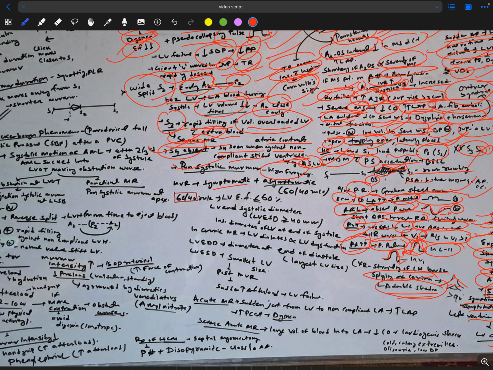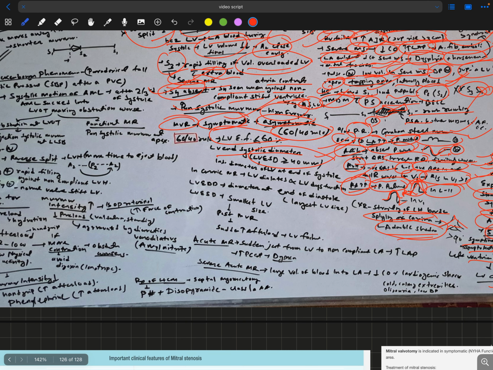In mitral valve regurgitation, we ask whether the patient is symptomatic or asymptomatic. We do mitral valve replacement in all the symptomatic patients. In case of an asymptomatic patient, we follow the 60-40 rule: left ventricular ejection fraction less than 60% or left ventricular end systolic diameter more than 40 mm. Then we will do the valve replacement.